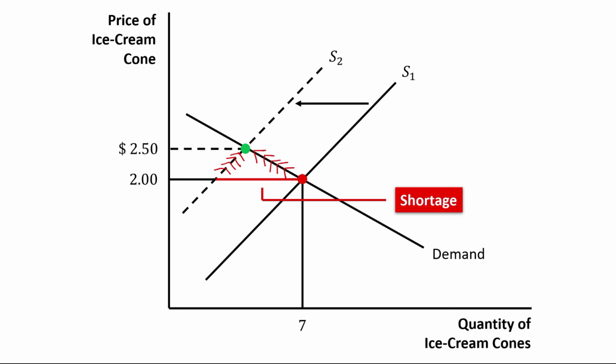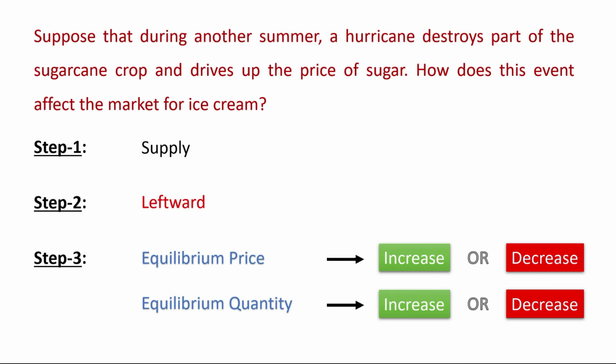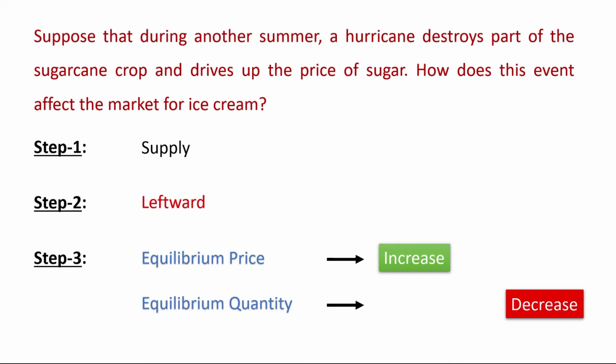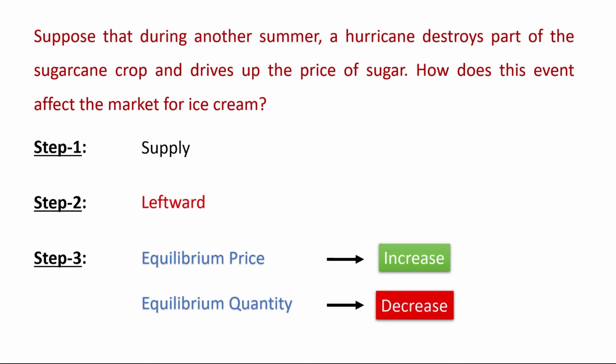The new equilibrium price is assumed as $2.50 and the new equilibrium quantity is assumed as 4 ice cream cones. So we can see from the figure that equilibrium price has increased and equilibrium quantity has reduced. And now we can answer step 3, that equilibrium price increases and equilibrium quantity decreases.